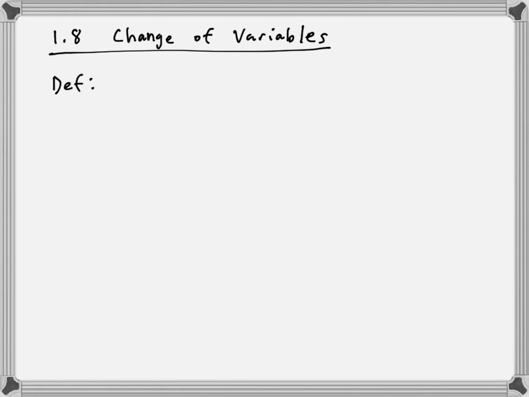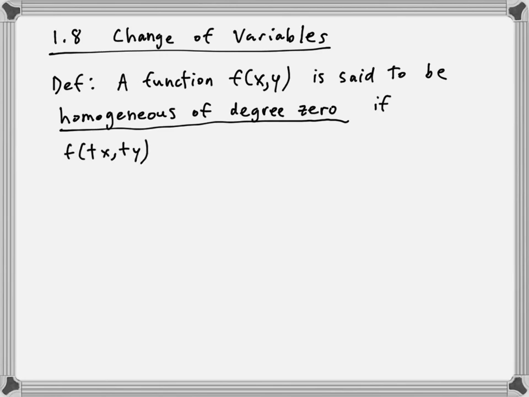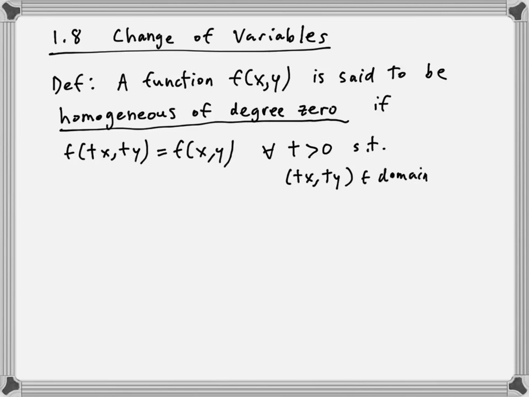So our first definition: a function of two variables, f of x, y, is said to be homogeneous of degree 0 if f of tx comma ty is equal to f of x, y for all t greater than 0 such that tx, ty is in the domain of f.